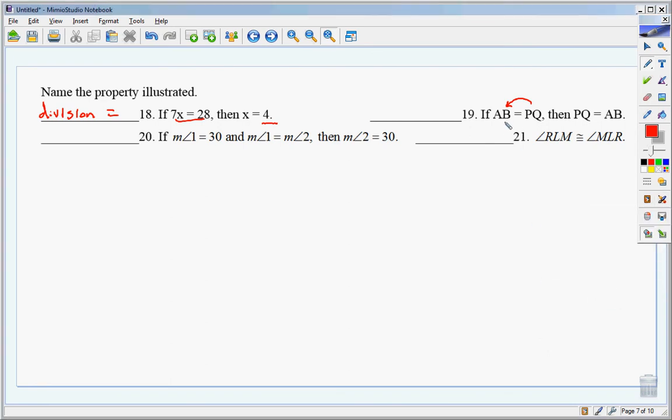Okay, had a small interruption, but you'll notice that AB is equal to PQ, and that over here they've switched sides. That is the symmetric property of equality.